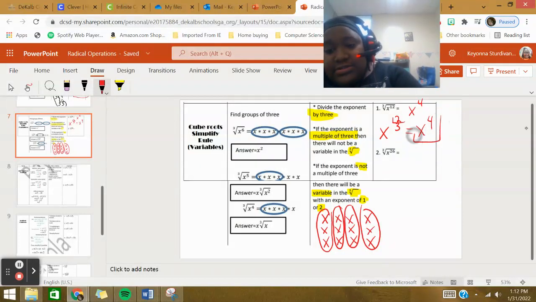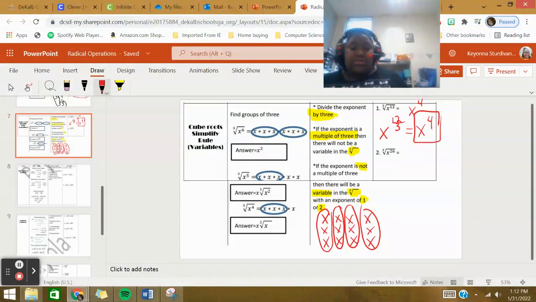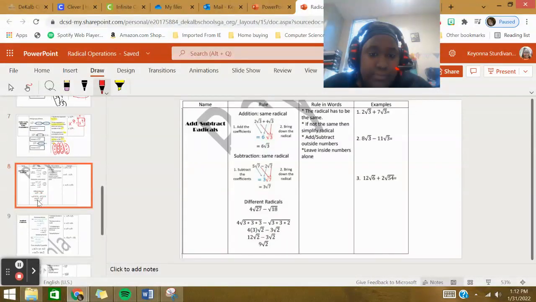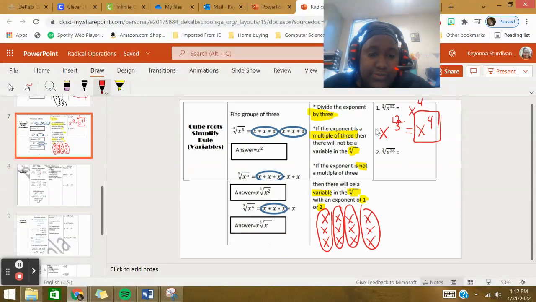So the only difference with cube roots and square roots is square roots you need groups of 2, and cube roots you need groups of 3. And again, pause the video at this time to copy this down in your graphic organizer.